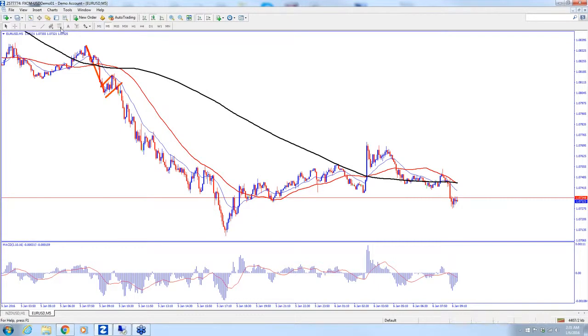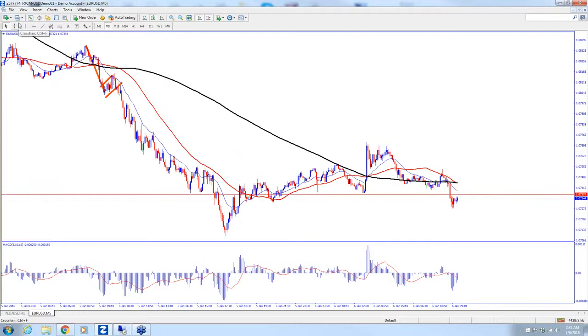Now, each of these buttons right here, guys, and we're doing a beginner's class for those of you that have just been coming on.